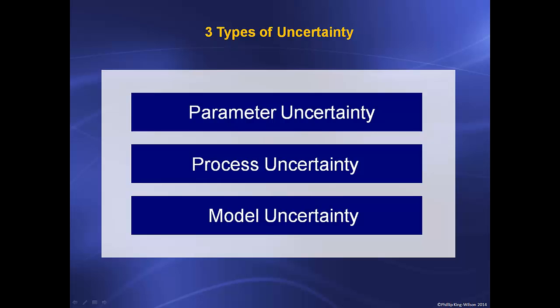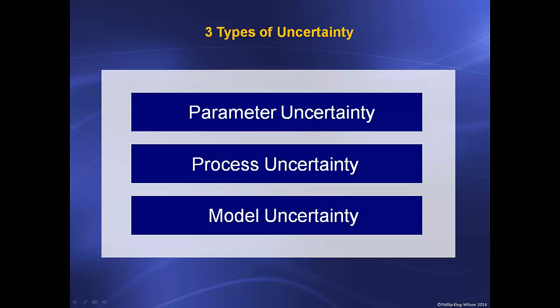Secondly, we have process uncertainty. This is recognizing that even if we do know the true probabilities, the reality is still stochastic or probabilistic. This means that we can never know for certain how an insurance claim will turn out in advance.